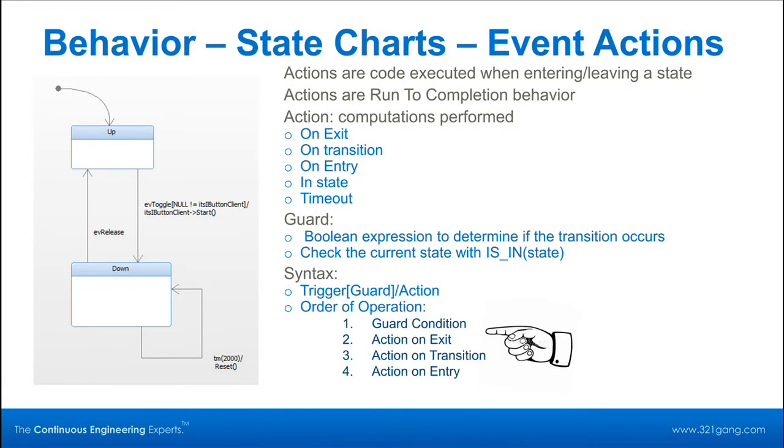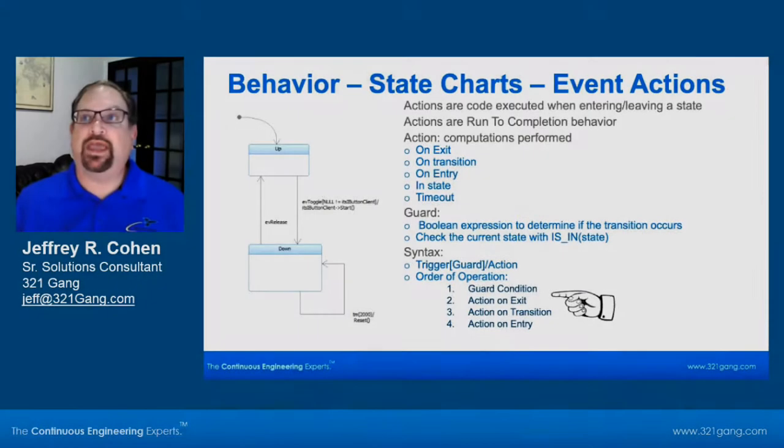On this slide and the next couple, we're going to talk about some things that we have to watch out for, some minor danger points. The first one is the order of operations, the way computations are performed. Actions can be performed on entry, on exit, on transition, within the state, or on a timeout. But the order that they're performed is very important. On a transition, they're always performed: check the guard, that's going to say whether or not you take that transition, then perform the action on exit, perform the action on the transition, then the action on entry.